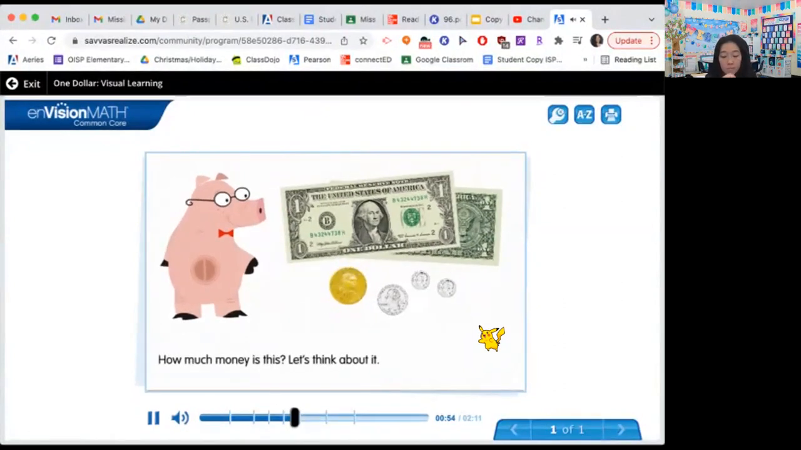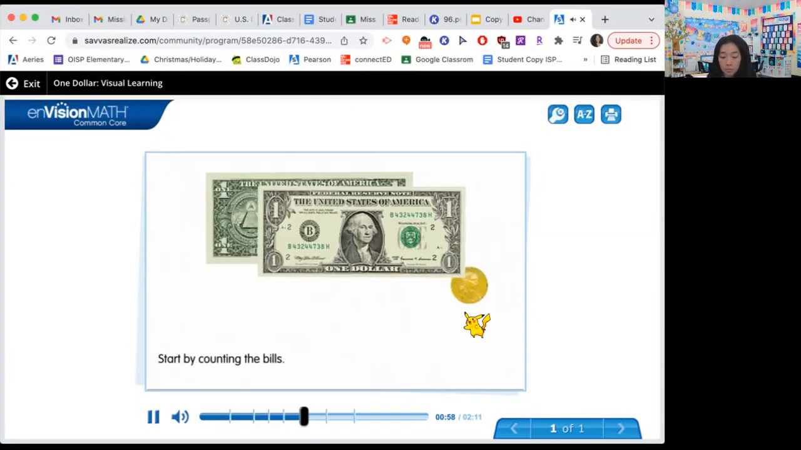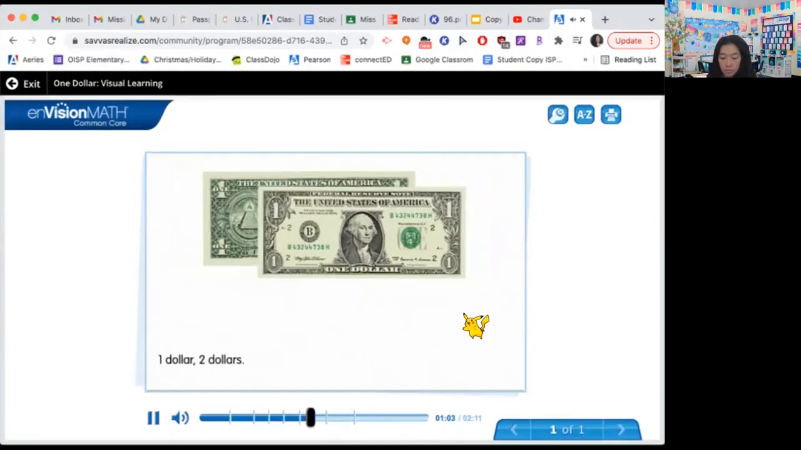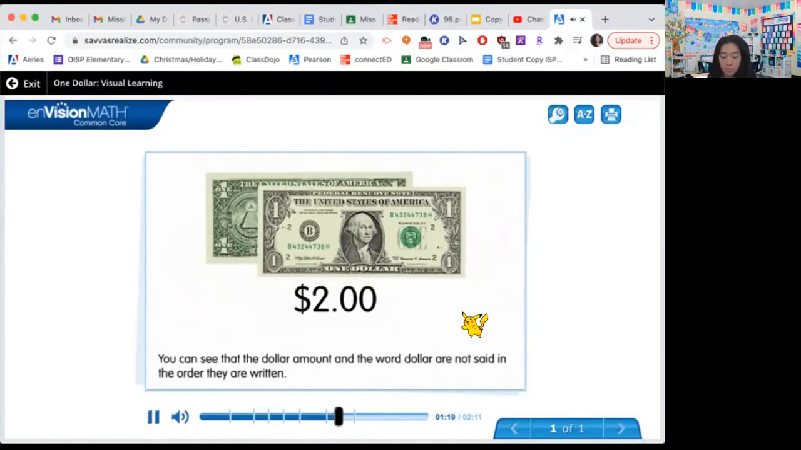How much money is this? Let's think about it. Start by counting the bills. $1, $2. Look at the dollar sign and the number 2. How do you say this money amount? You say $2. You can see that the dollar amount and the word dollar are not said in the order they are written.